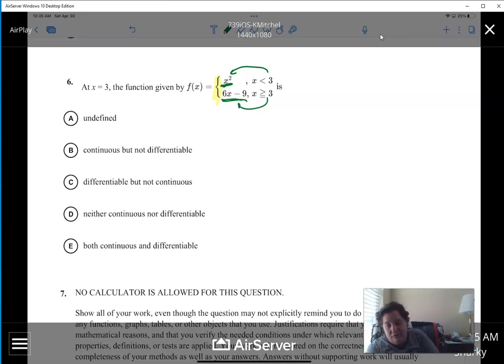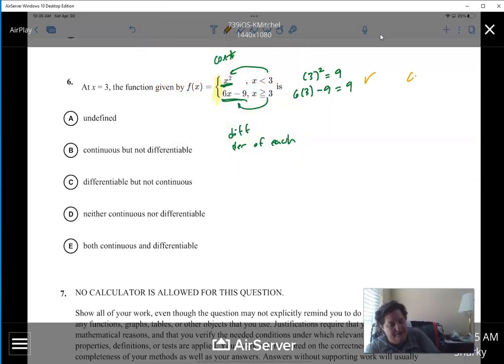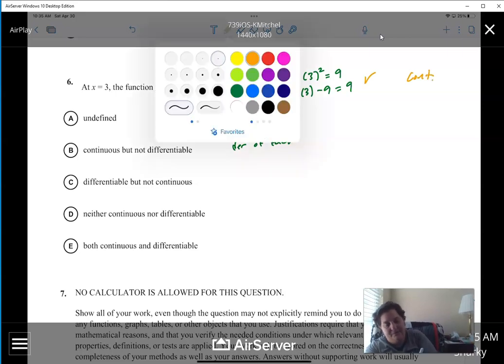Then we're going to take the derivative of each, and we're going to plug in 3 and see if they equal each other, then they're differentiable. So this one will tell me continuous. This one will tell me differentiable, okay? Let's go ahead and plug this in. Into the top, when I plug 3 into x squared, I get 9. Into the bottom, when I plug 3 into 6x minus 9, I get 18 minus 9, which is 9. Okay, look, those are the same. So this is continuous, right?